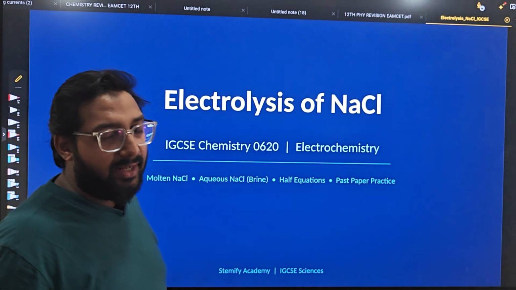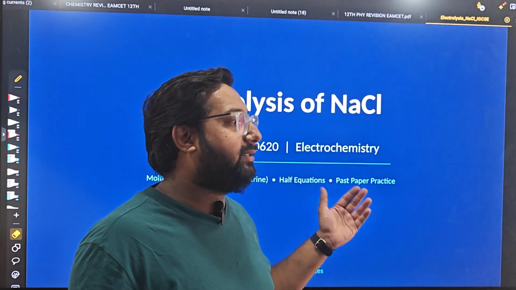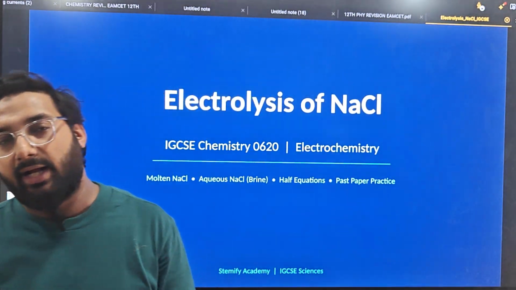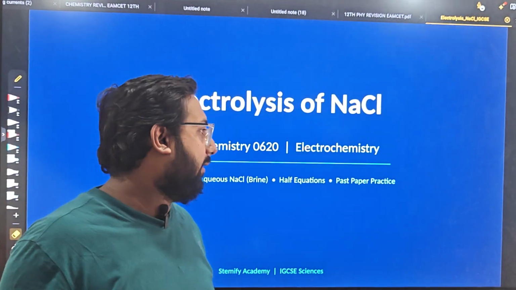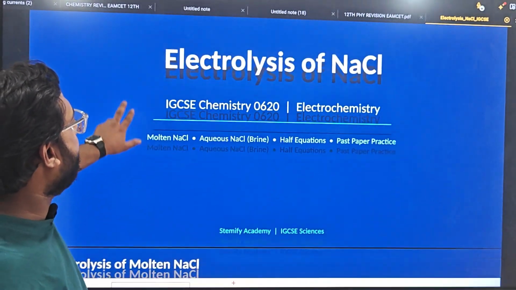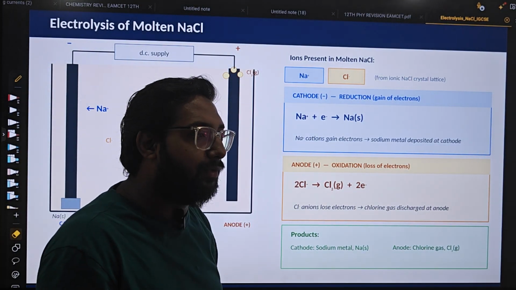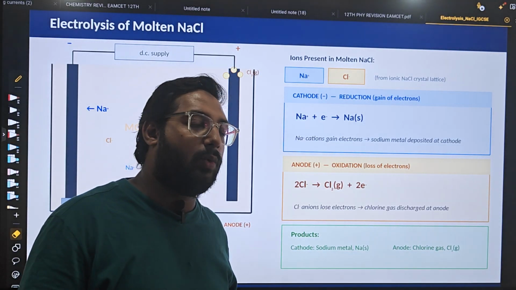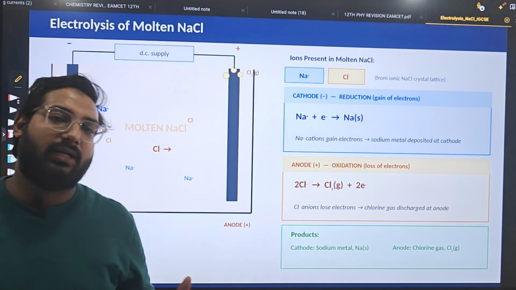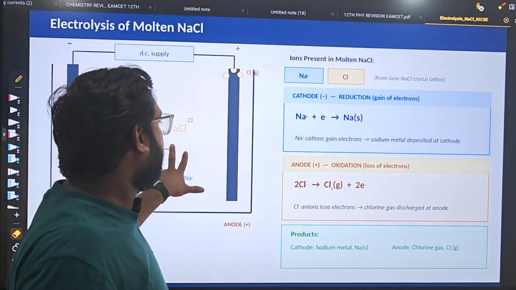During electrolysis of NaCl, students expect that they get Na+ at the cathode and Cl- at the anode. But this is not always the case. Let us know why. So we have two types of electrolysis of NaCl. One is the molten electrolysis of NaCl and the other one is electrolysis of aqueous NaCl.